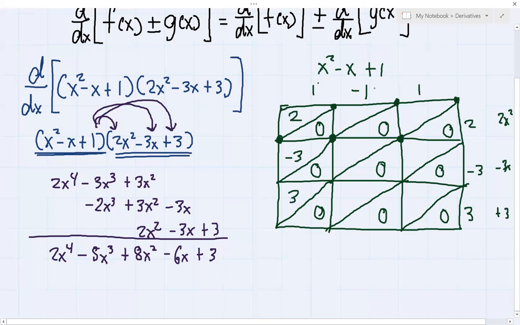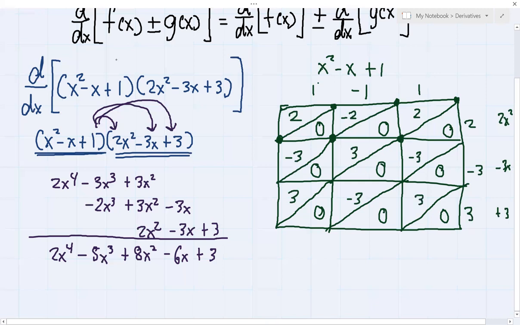Now the second column, with negative 1. The same pattern. Negative 1 times 2 is negative 2. Negative 1 times negative 3 is 3. Negative 1 times 3 is negative 3. Then the last column: 1 times 2 is 2, 1 times negative 3 is negative 3, 1 times 3 is 3. There we go.